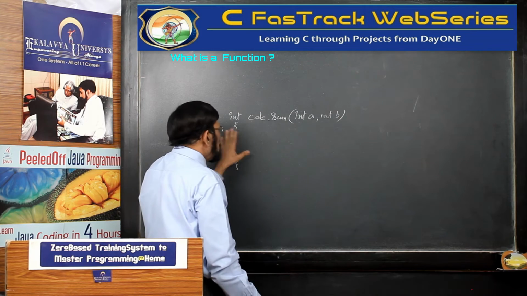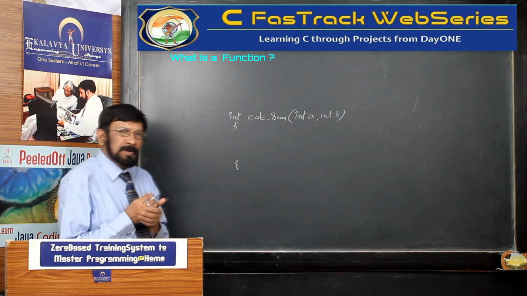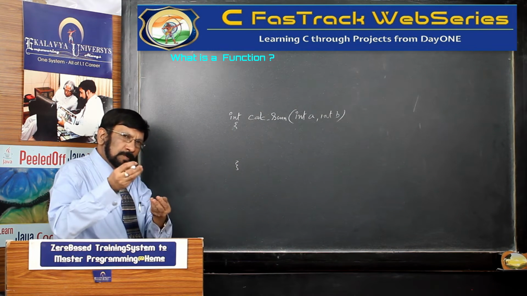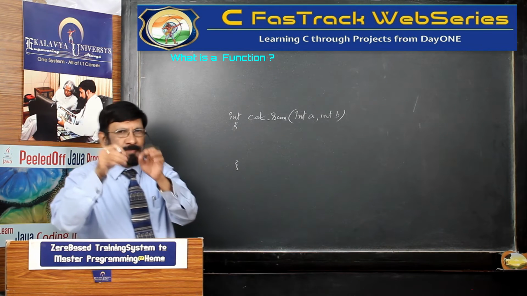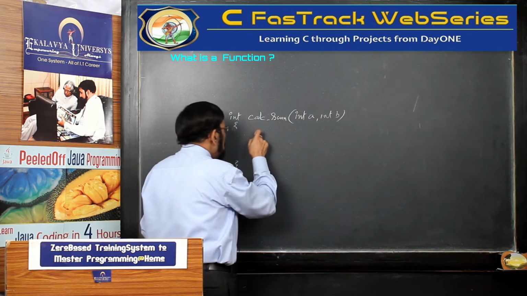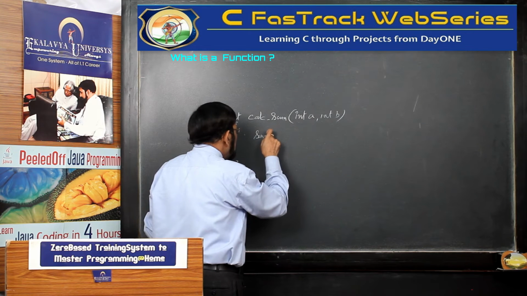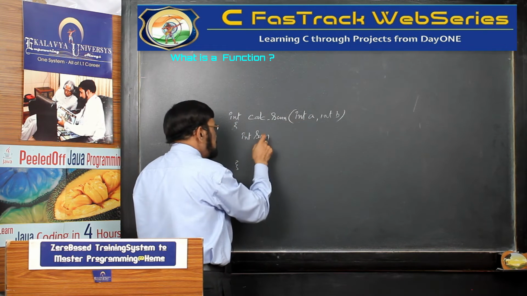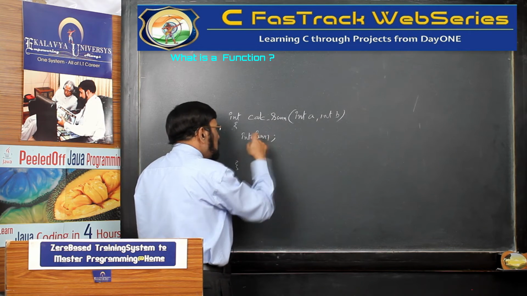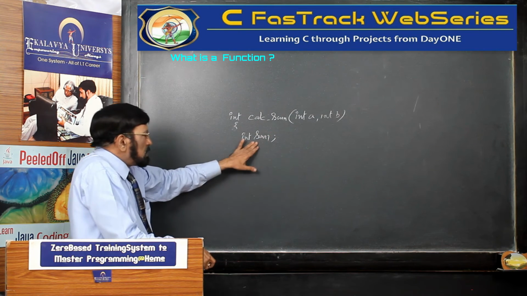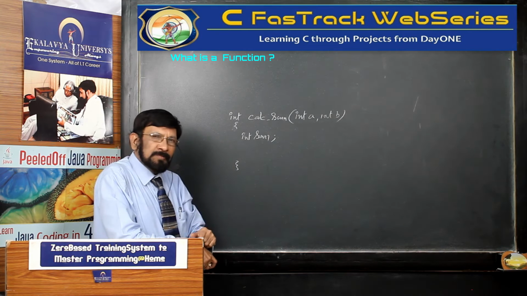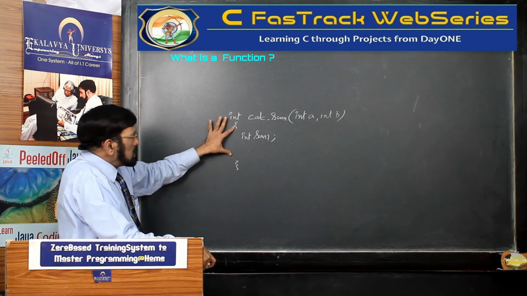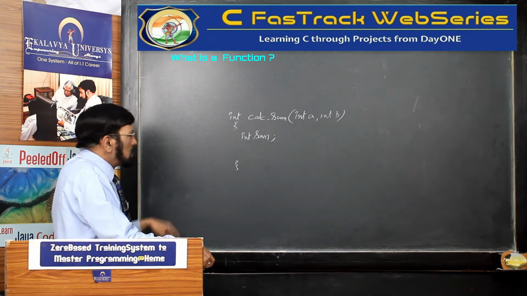Now inside the body we have to calculate the sum. Once the sum is calculated, it should be stored. For that purpose, we have to define a variable sum. What is its type? Obviously int, so int sum. This is called a local variable. Why is it called a local variable? It belongs to the body of the function. That's why it is called a local variable.